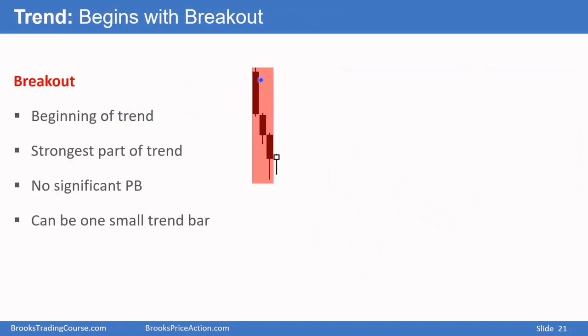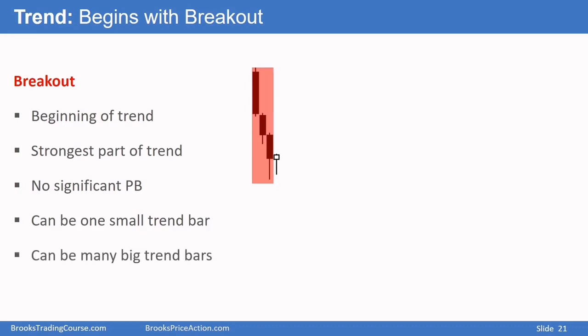In a bear trend, every bear trend begins with a breakout. It can be 1 bar. It could be 5 or 10 bars. Here, it's 3 bars. It's the strongest part of the trend, and there's no significant pullback. Sometimes there might be a bull inside bar like this. Sometimes maybe a 1 bar pullback. But in general, most of the bars are like this. Very little overlap. Big bear bars closing near their lows. Lots of gaps. Close of this bar, low of that bar. And on a higher time frame chart, it's probably simply a single bear breakout bar.